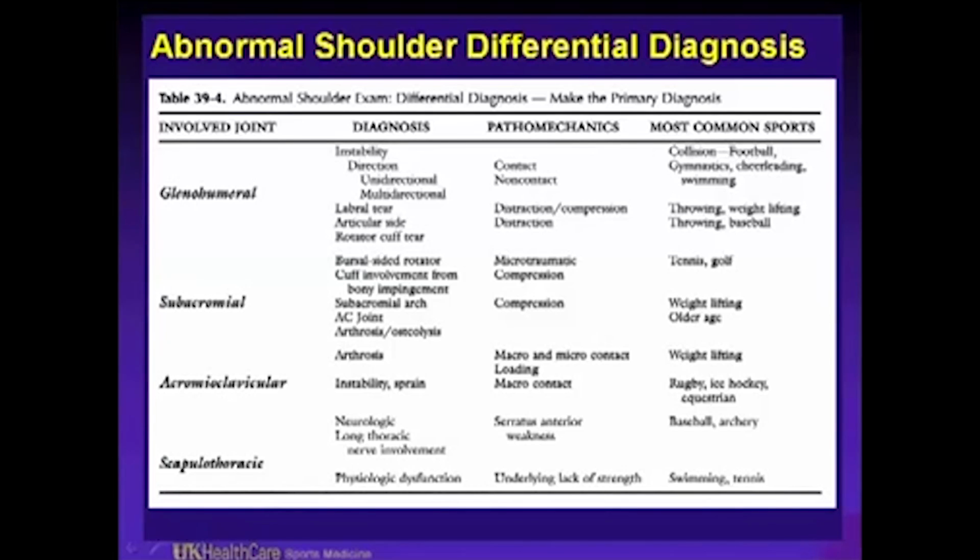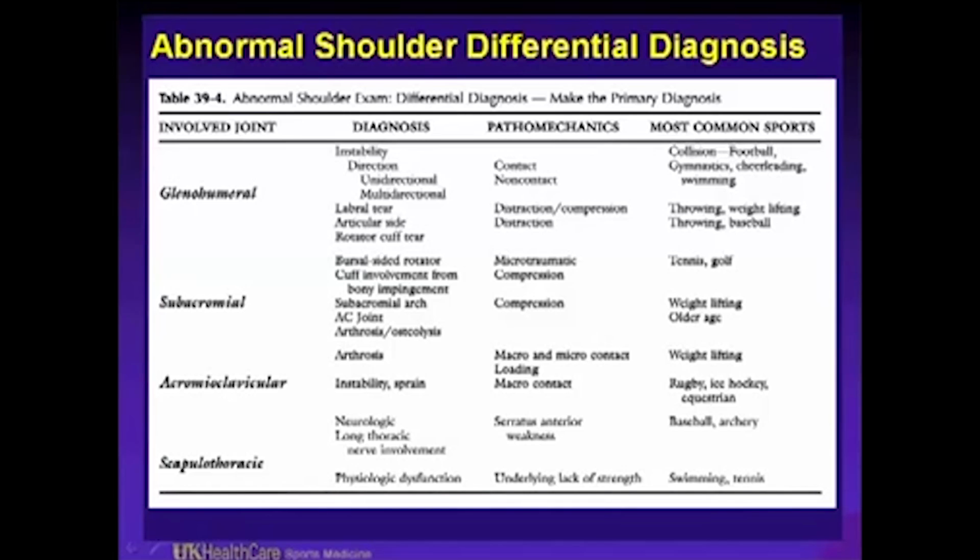Glenohumeral joint, we think about instability. If it's macrotraumatic, typically it's unidirectional in an anterior direction. Labral tear as an overuse, throwing, weightlifting, is a SLAP tear. You can think about the labrum as having different quadrants. A SLAP is the superior, anterior, and posterior quadrants, more symptomatic than the posterior superior.